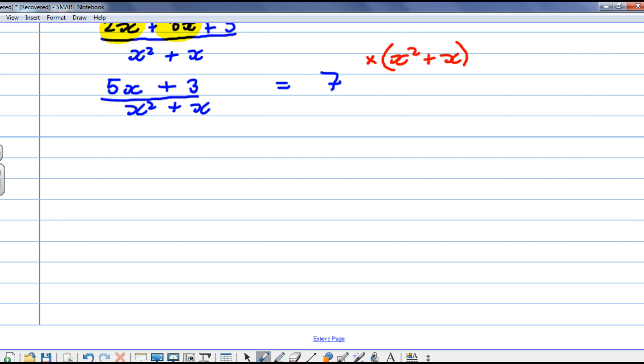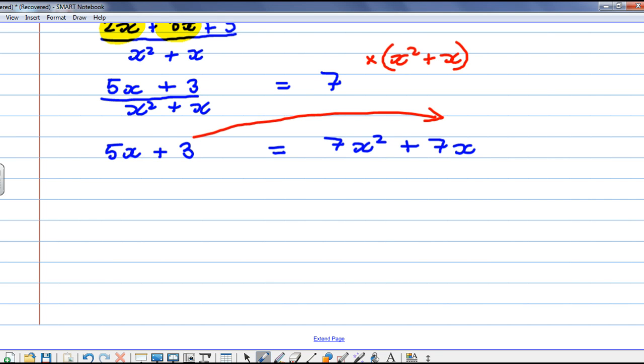I put in a bracket here. 5x plus 3 divided by x squared plus x times x squared plus x becomes 5x plus 3. And then 7 times this expression gives me 7x squared plus 7x. Well, how do I proceed from here? Well, because I've got an x squared term, I'm going to make the whole thing a quadratic equal to 0. So I'm going to move this term to the right and this term to the right.